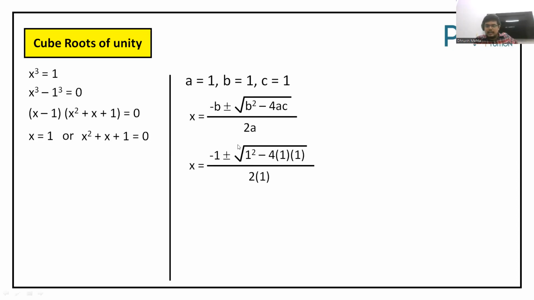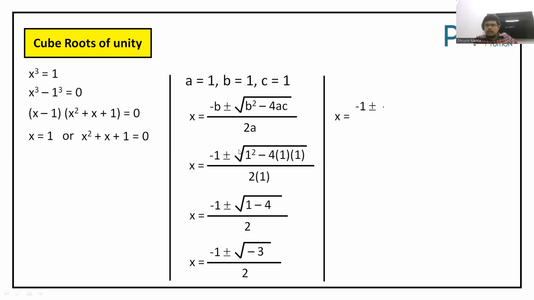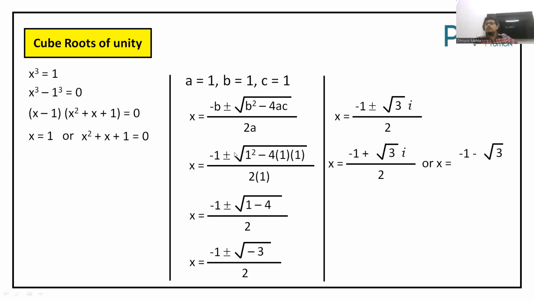हाँ, तो रूट ऑफ -3 आएगा बेसिकली, which is going to be √3i. So -1 plus minus √3i upon 2. So there are two answers. एक -1 plus √3i upon 2 और एक -1 minus √3i upon 2. ठीक है, so these are the two values of x that we have.